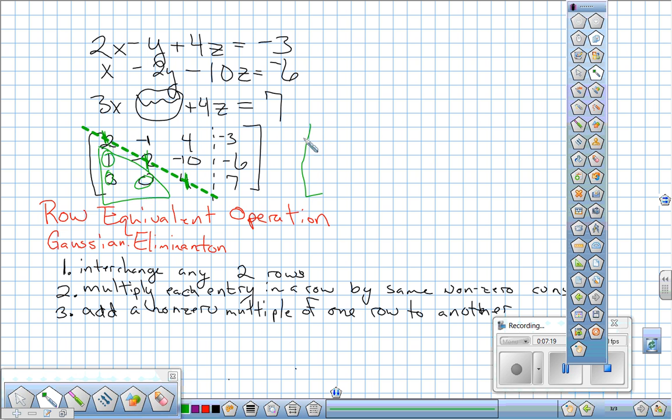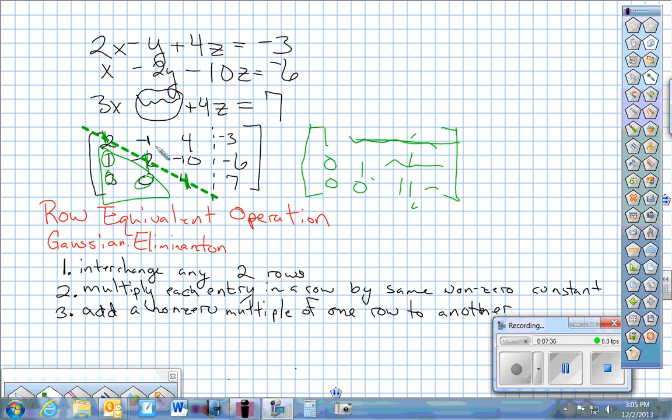Okay, I probably would have been better off to write it over here. 0, 0, 0, dash, dash, dash. I don't care what happens over here. Okay, but I need 1, 1, 1, and some zeros. So I'm going to rewrite this on the next page. You guys don't necessarily need to.